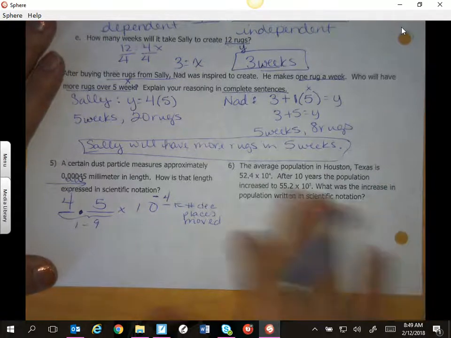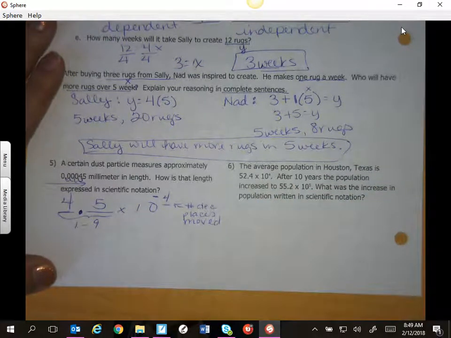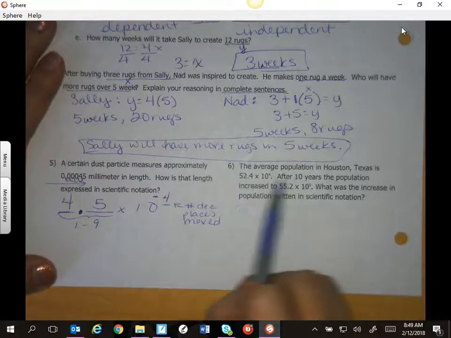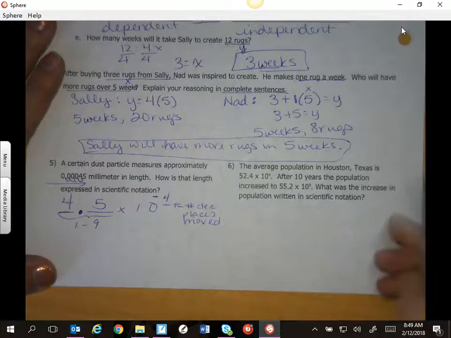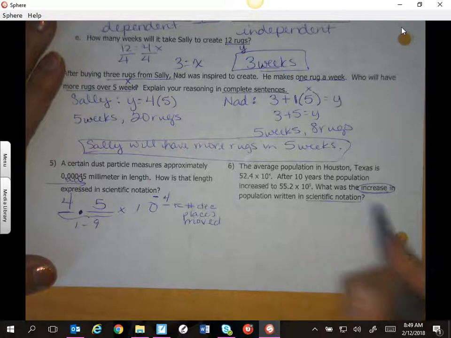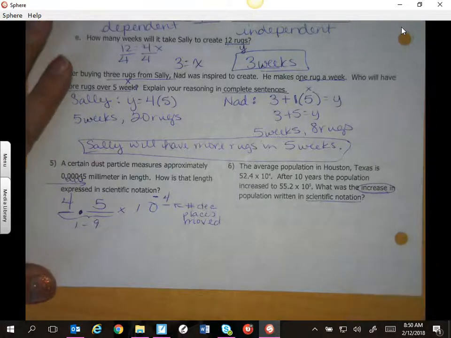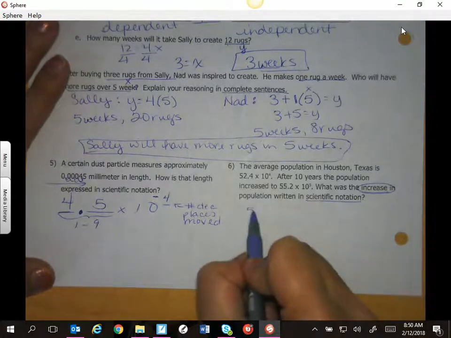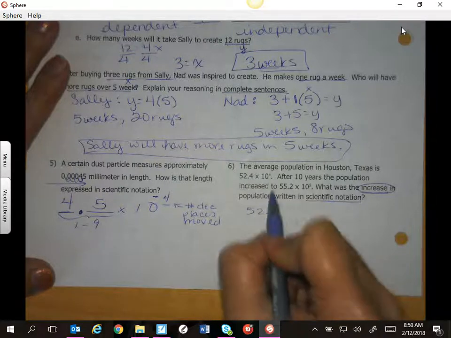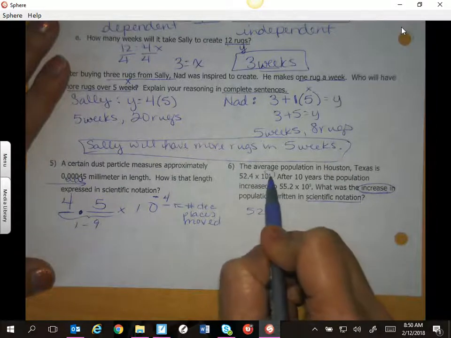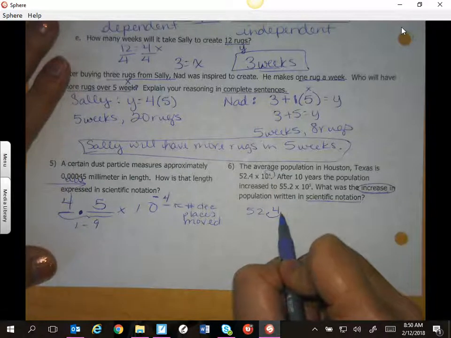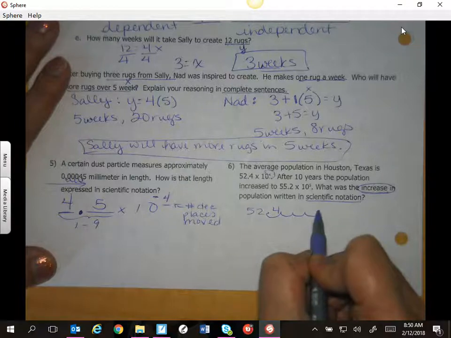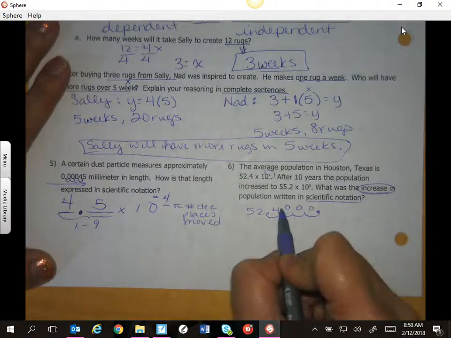Number 6, Houston. This is not incorrect scientific notation, but that's okay. 52.4 times 10 to the 4th. After 10 years, it's 55.2 times 10 to the 5th. What is the increase in the population in scientific notation? Well, first we have to change this. So we can say 52.4 times 10 to the 4th. This is a positive exponent. That means the number is big. So we're going to move our decimal 1, 2, 3, 4 places to the right to make it big.